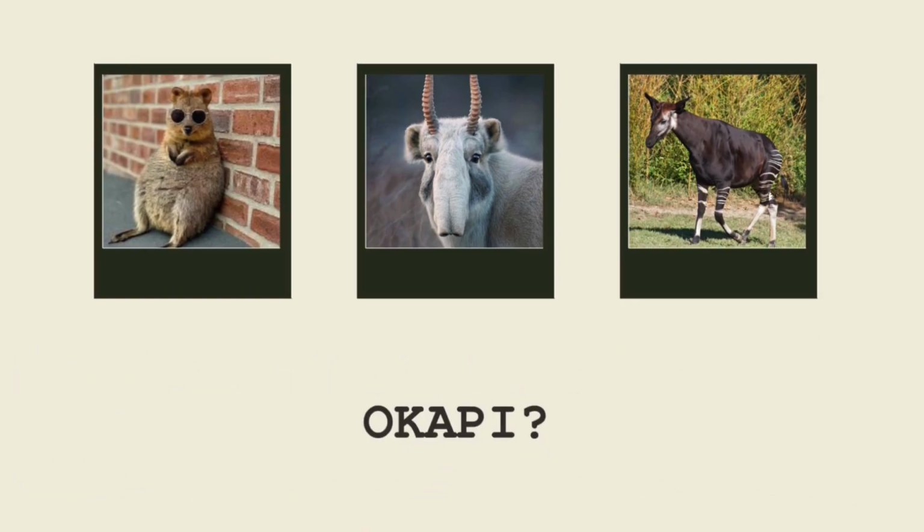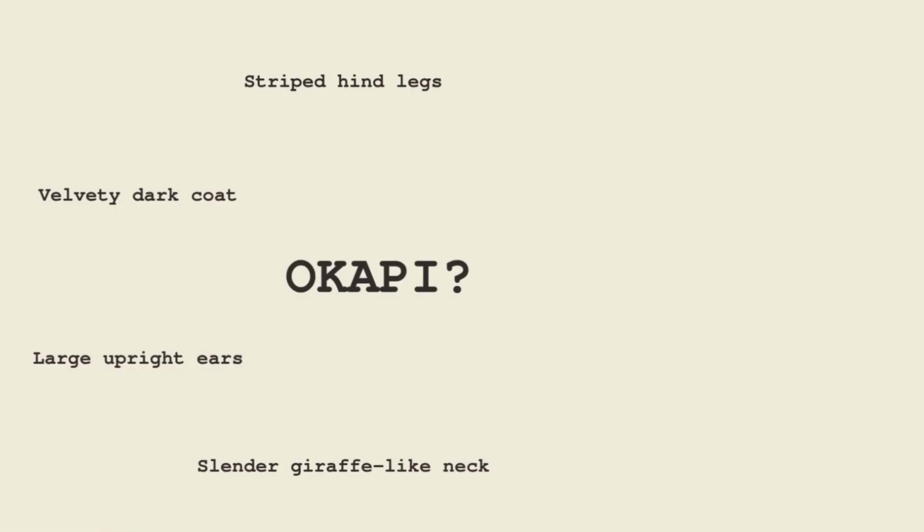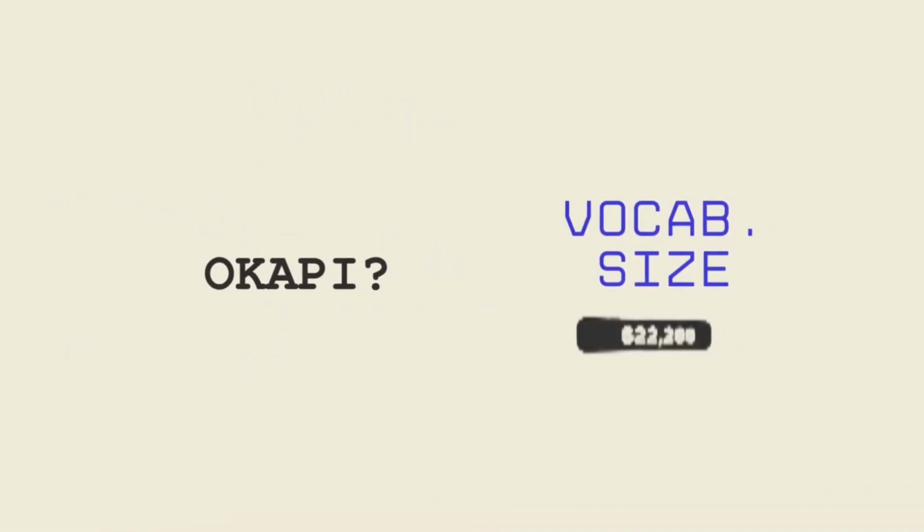What if I tell you okapi is an animal which has striped hind legs, slender giraffe-like neck, large upright ears, and velvety dark coat? With those visual attributes in mind, you might have recognized the third image as an image of an okapi. So, in our approach, we are trying to incorporate these attributes alongside with the unknown class names to push the model vocabulary to an open vocabulary at test time.